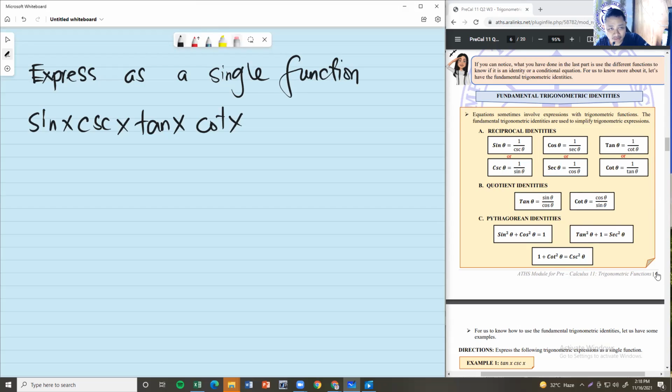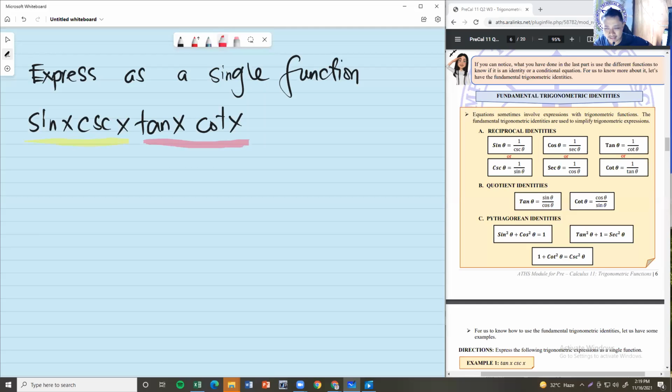Kasi kung titingnan nyo to, sine at saka cosecant, uy, related. Tapos si tangent tsaka si cotangent, uy, related. Go. Type your answer in the chat box when you're done.